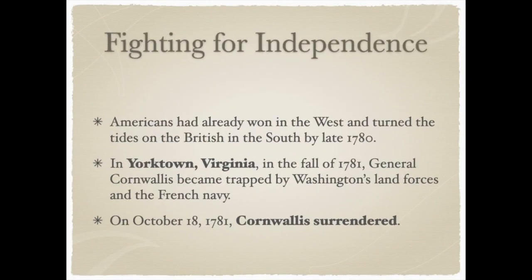Americans had already won in the West and turned the tides on the British in the South by late 1780. In Yorktown, Virginia, in the fall of 1781, General Cornwallis became trapped by Washington's land forces and the French Navy. On October 18, 1781, Cornwallis surrendered.